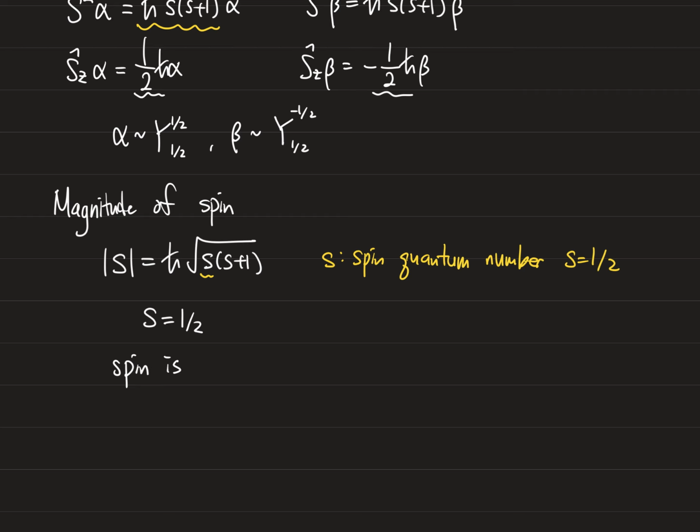Spin is a strictly non-classical concept. You cannot think of it physically as a tiny ball spinning on its axis. That classical analogy breaks down. It is a purely quantum mechanical property. Okay, and let's move on to the next page to discuss the orthonormality.